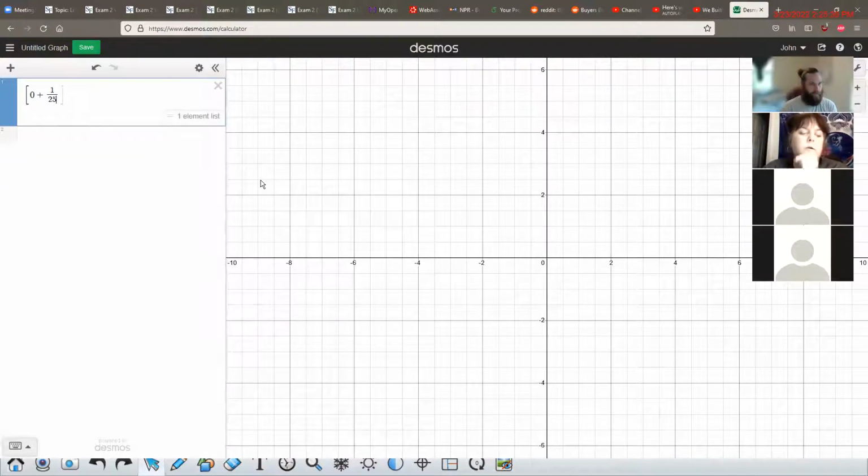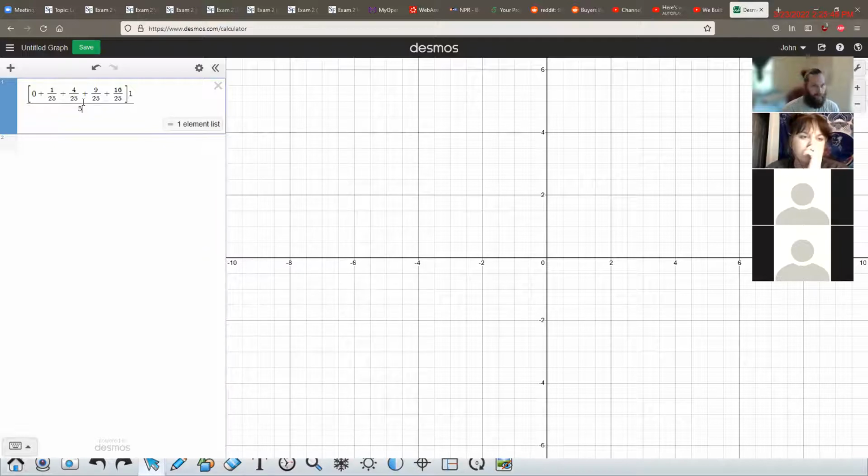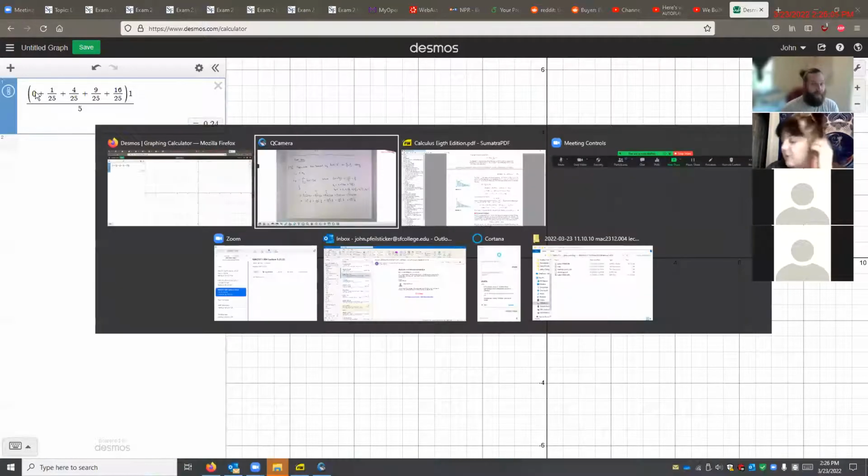So 1/5 squared is 1/25, and then 4/25, and then 9/25, and 16/25. Factor the 1/5 out. There, yeah, 0.24. I'm sorry, how come the x sub 5 is not in there? Oh, just because it's 1?